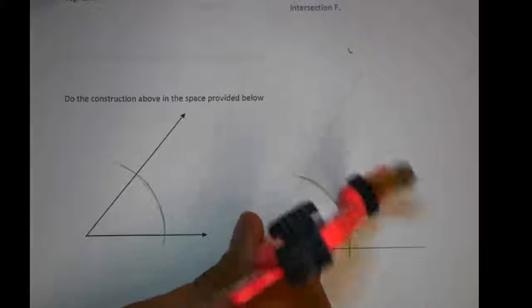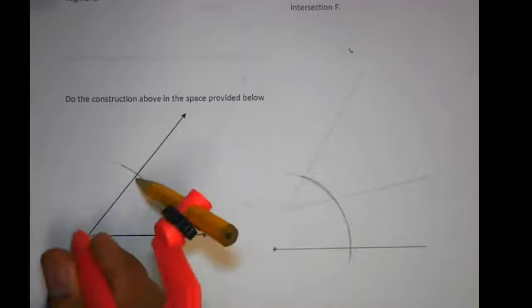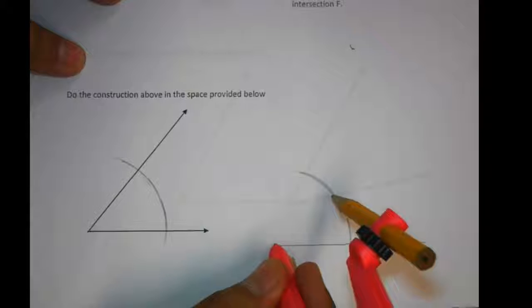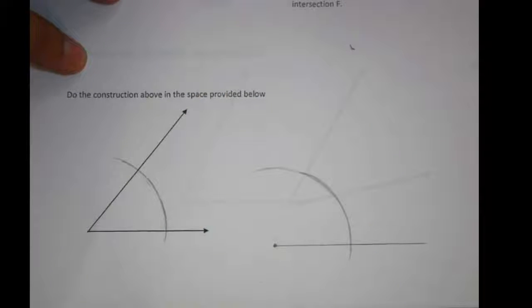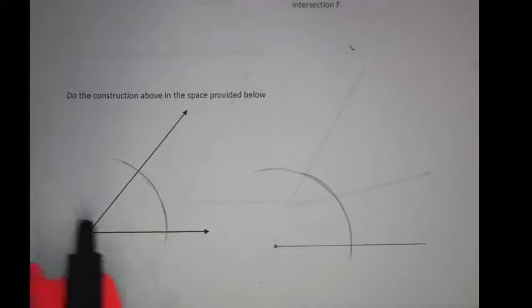Okay, so I just did that, matching with this. This matches this. And again, make it big. The bigger the better. So what did we do? First we drew a line, then we made 2 arcs, one on each side.